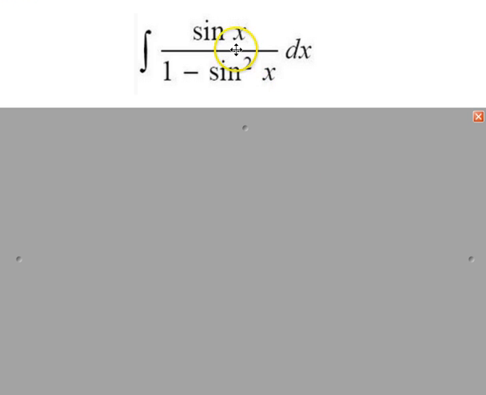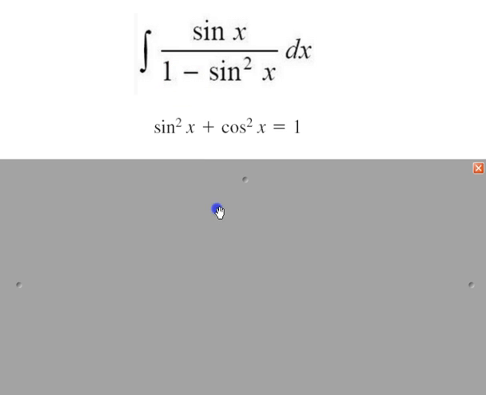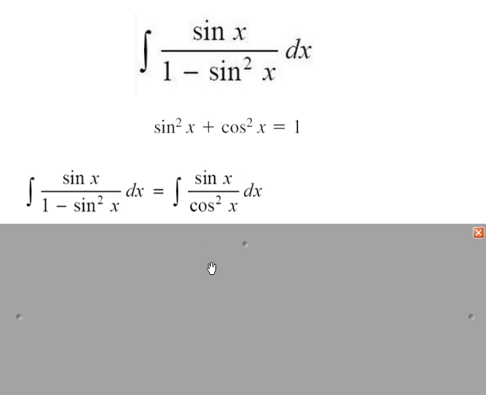So did you notice that this denominator is a Pythagorean identity? If I move sine squared over to the other side, I have 1 minus sine squared. So I can replace the denominator with cosine squared. So my new integrand is sine over cosine squared. Well, what we also need to remember is that we can split the integrand into two separate fractions. You can think about it as 1 over cosine x times sine over cosine x, because if I multiply those together, that gives me my integrand.